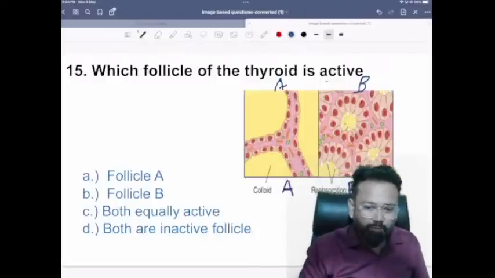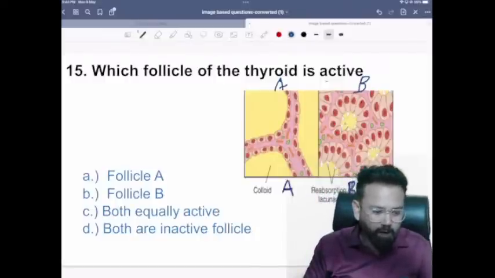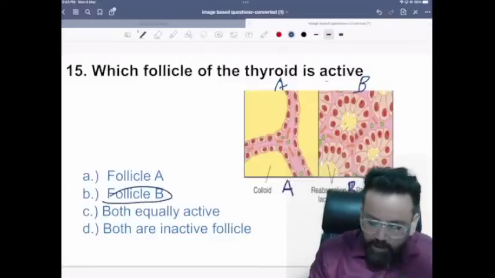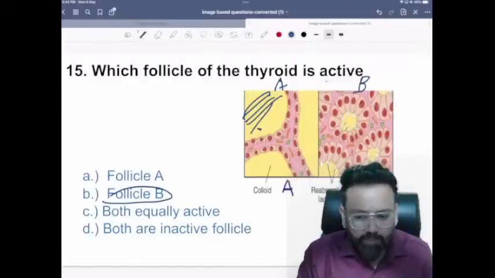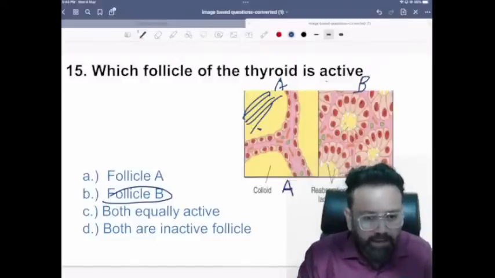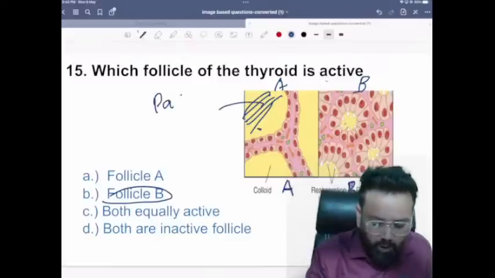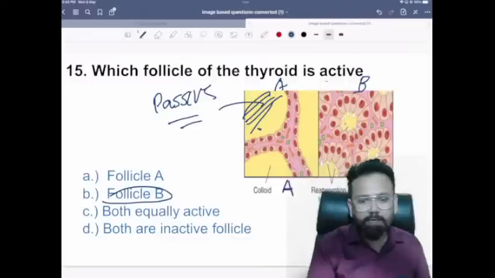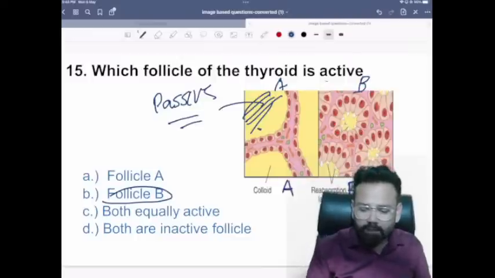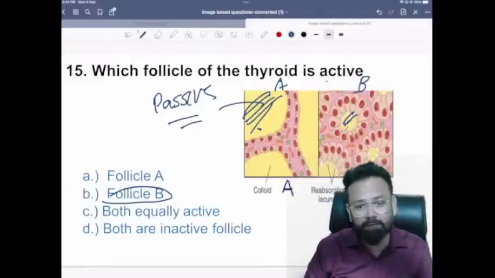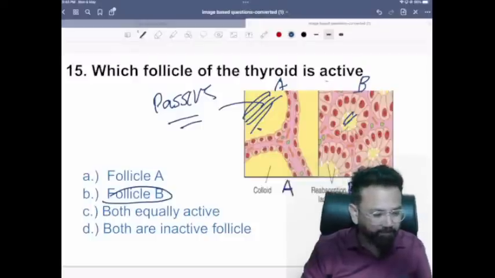Which is active? A or B? Yes, very good. Answer is B. Why B? Because thyroglobulin is abundant in A, so it means it is passive. If there is a lot of thyroglobulin, it means it is passive. On the other hand, there is very little thyroglobulin in B. So the less thyroglobulin there is, the more the activity.